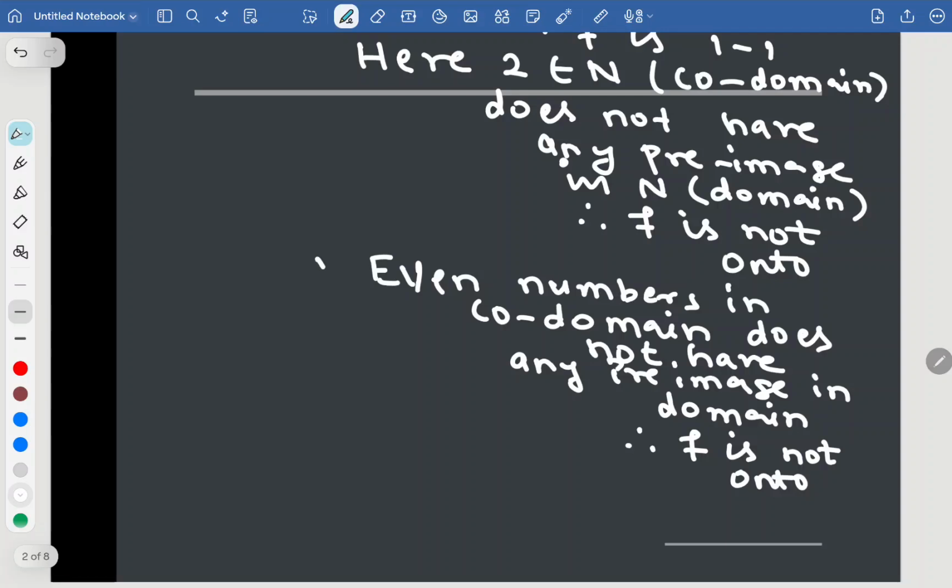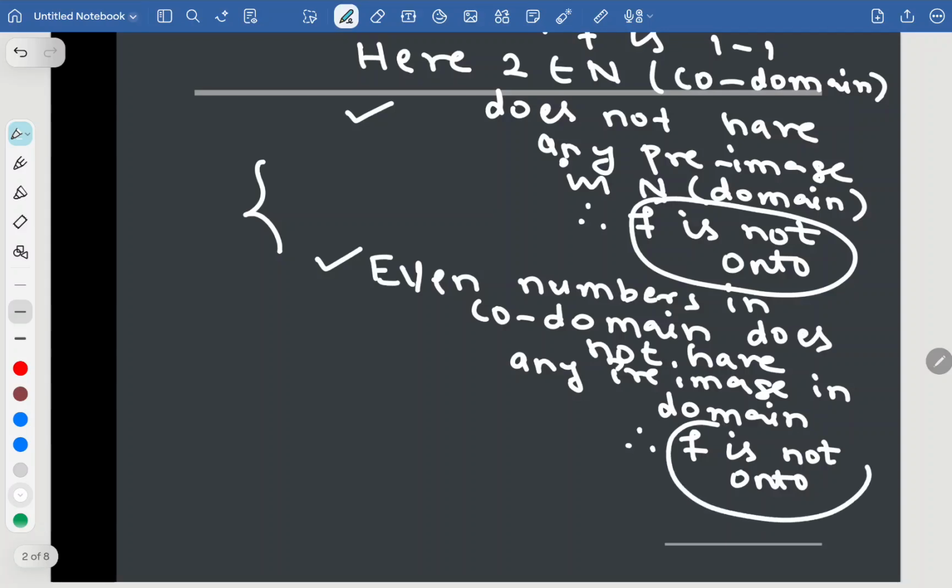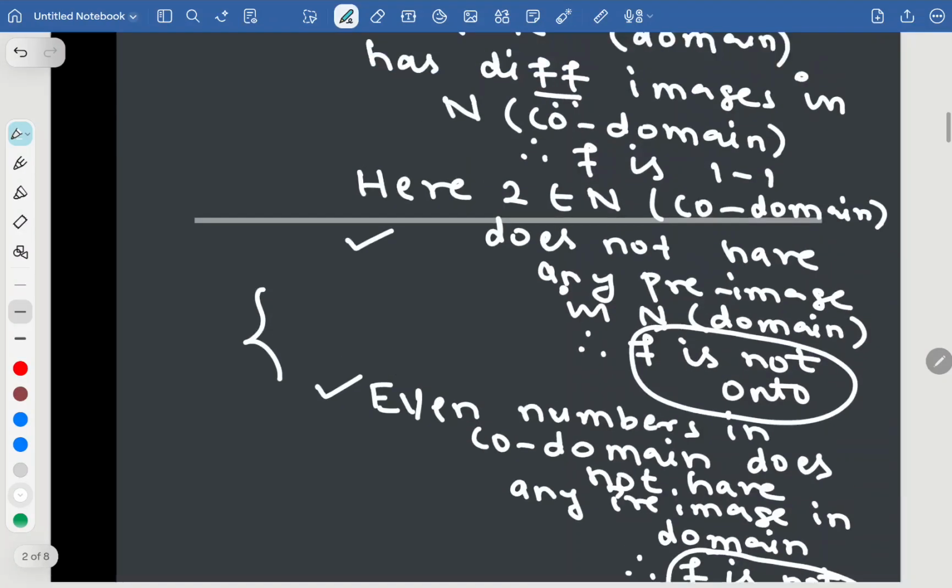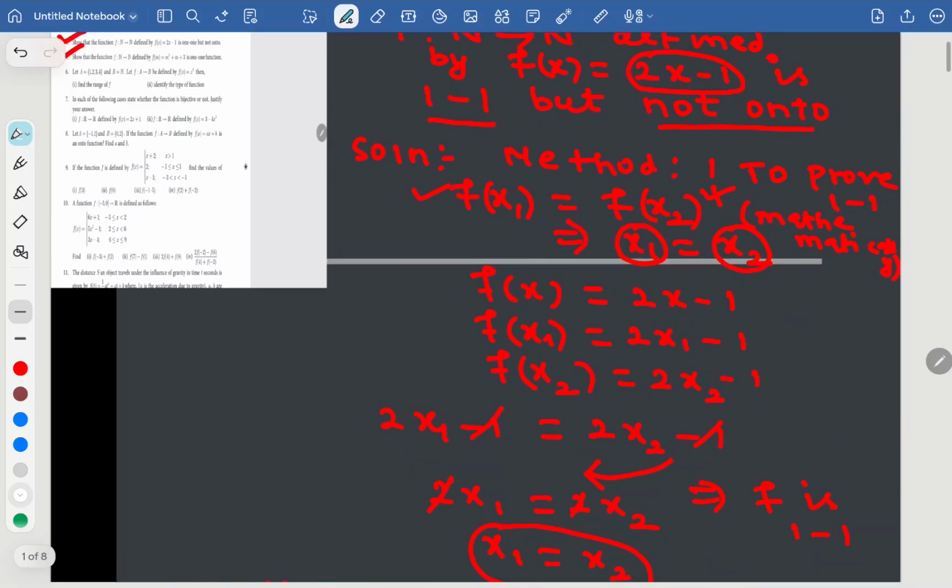Either you write this one or you can represent it like this. Both are correct to show f is not onto. For problem number 4, in this video itself I am going to discuss problem number 5.